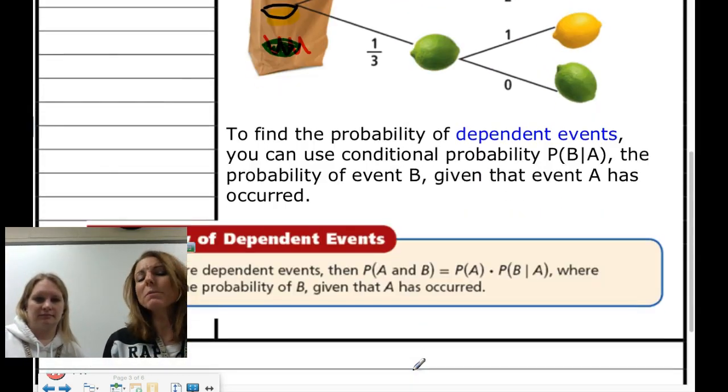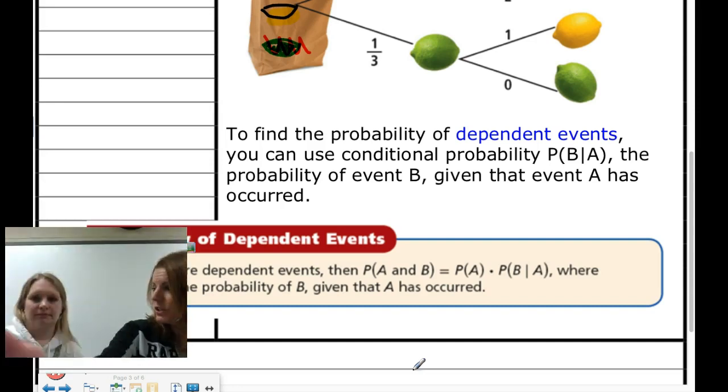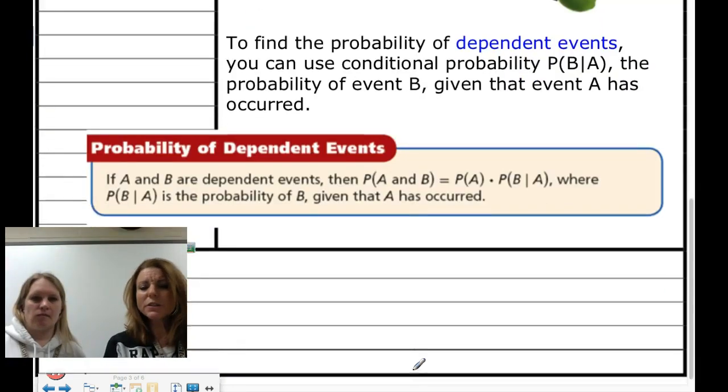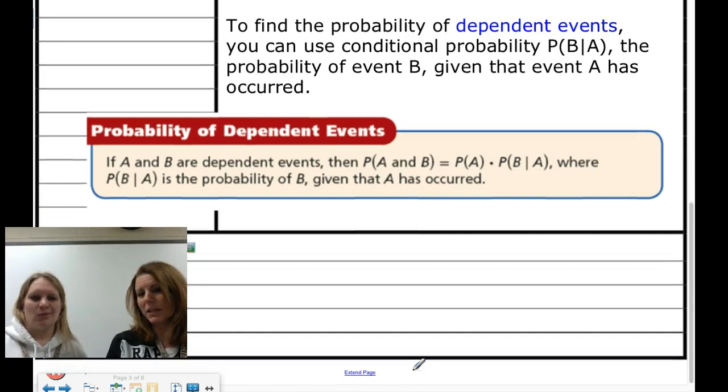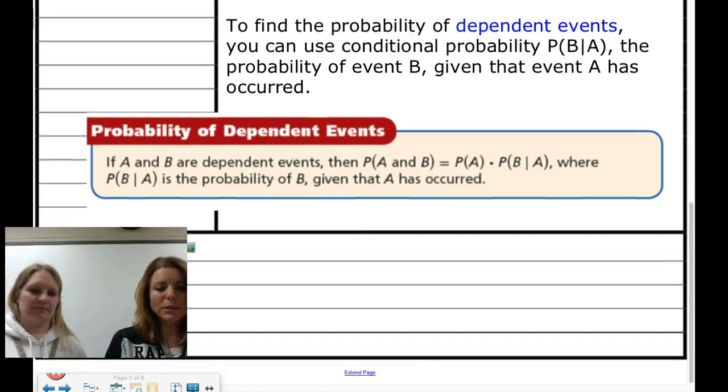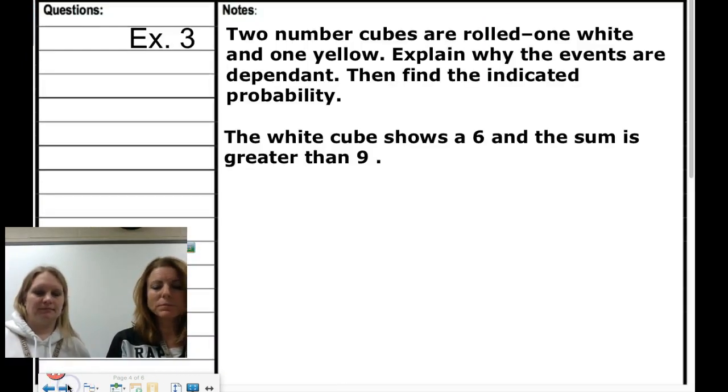So to find the probability of dependent events, you can use conditional probability, meaning the probability of B given A. This means the probability of event B given that A has already occurred. That is what we just did up there. And there's the formula for the probability. We're going to go over an example. Yeah. So let's go to the next page.